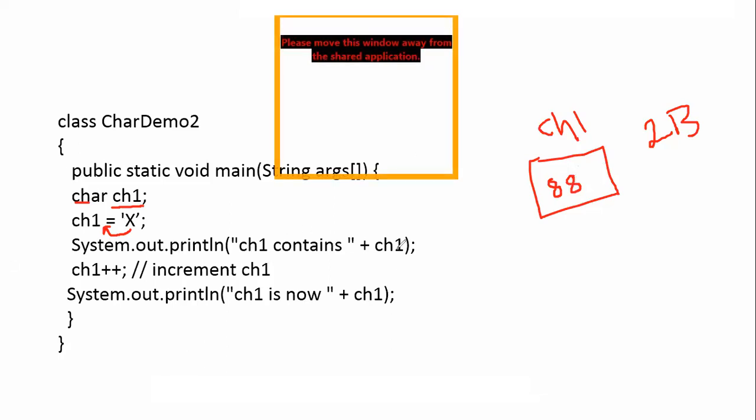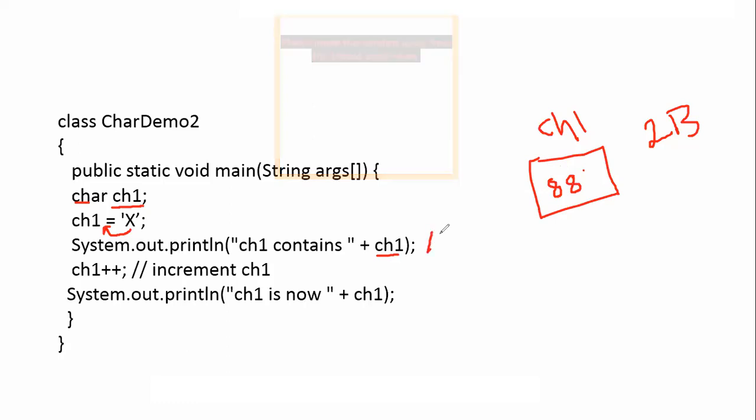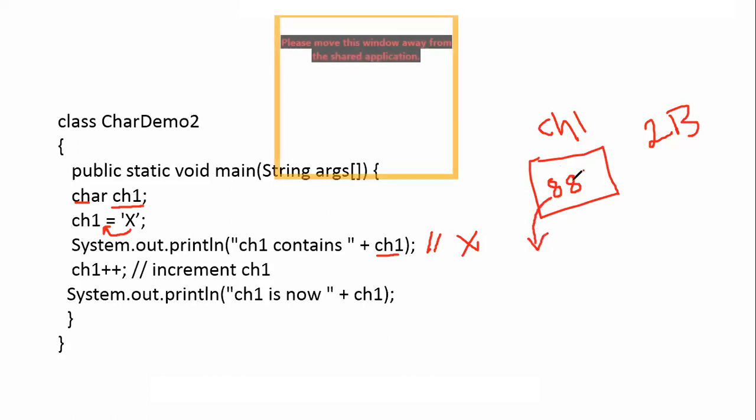Next, ch contains ch1. Here, I'm trying to print the value which is present in ch1. What value is there inside ch1? It is 88. Now when I print the value, I'm going to convert this Unicode value back into a character. In other words, I'm going to print it as X. While storing, the corresponding Unicode value is kept, but while printing, I print the corresponding character of this Unicode value, that is X. So therefore here I'll be printing X.